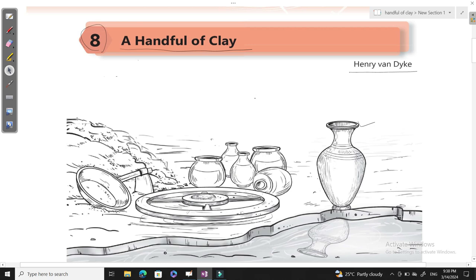The clay, a humble and ordinary substance, dreams of becoming something great. So here in this story, you can see a heap of clay, how ordinary it is, and it transforms itself into a pot, and how its life changes. So we learn in this story.